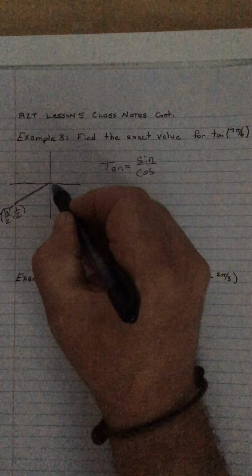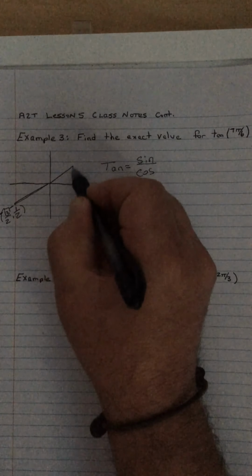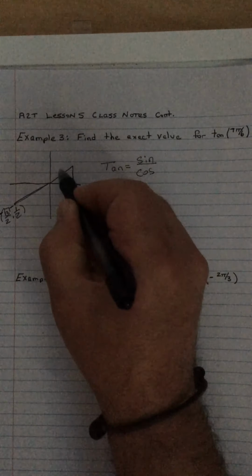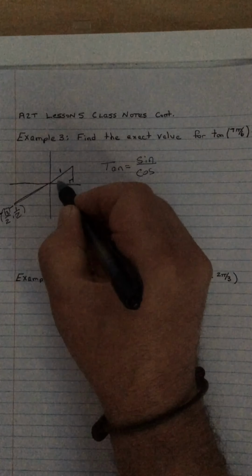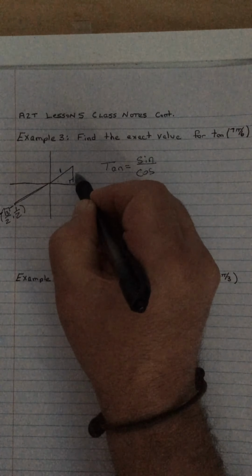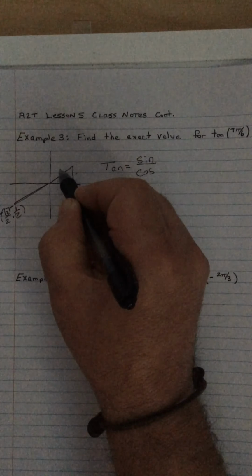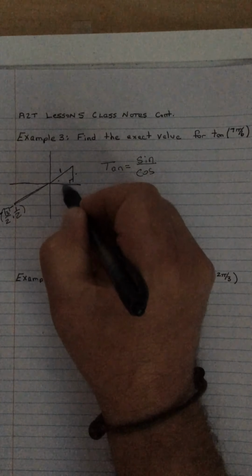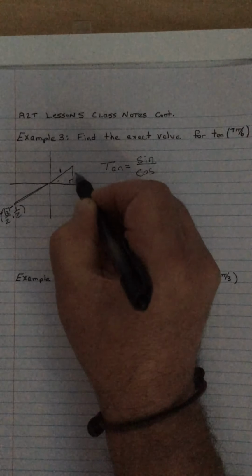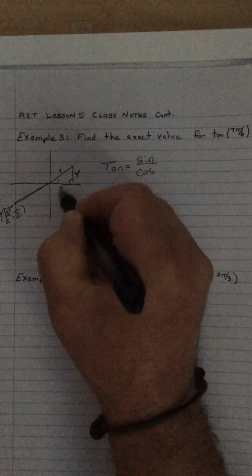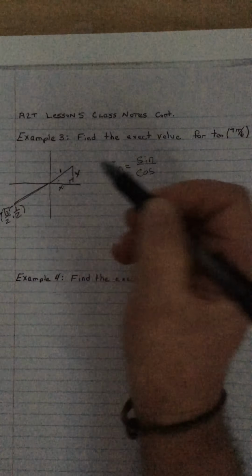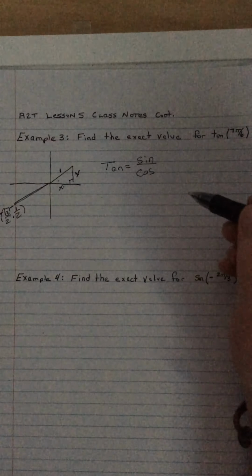And that makes total sense because if we simply use SOHCAHTOA trig, where the radius was 1, sine was y over 1, cosine was x over 1. So tangent is y over x. So that's sine over cosine.